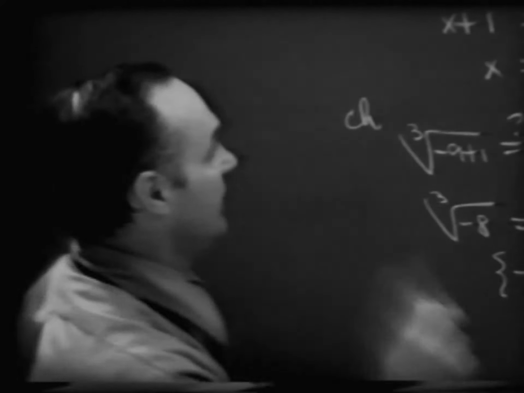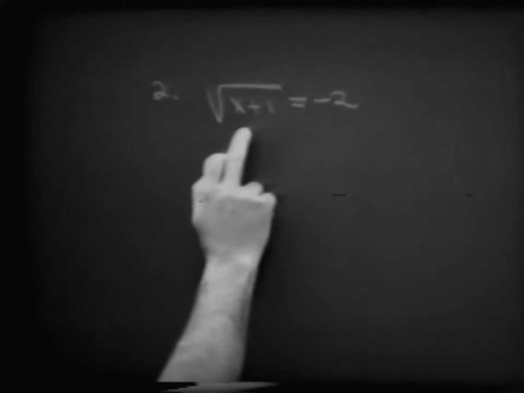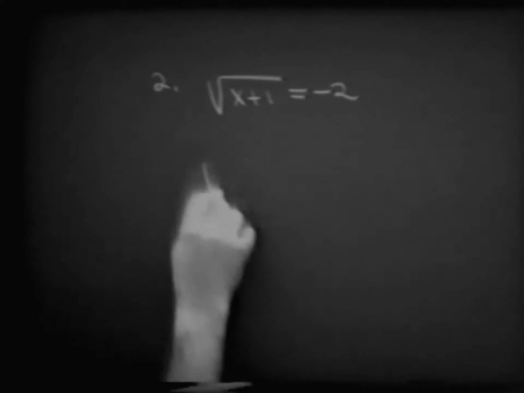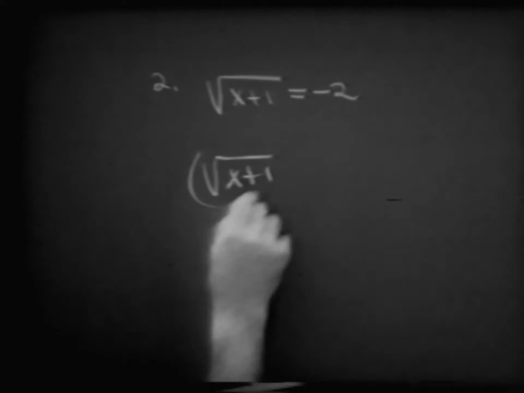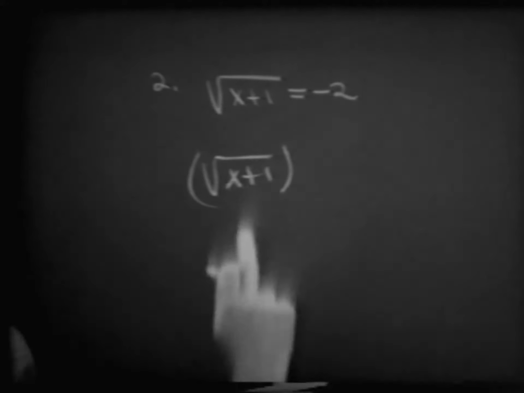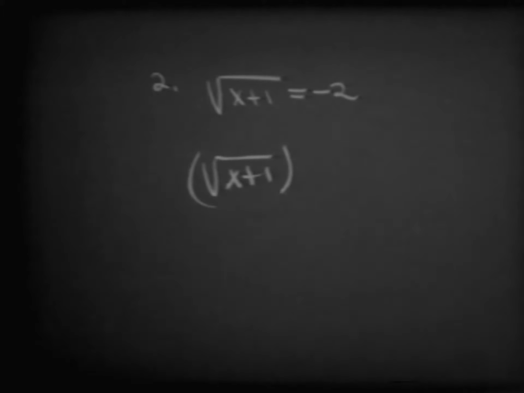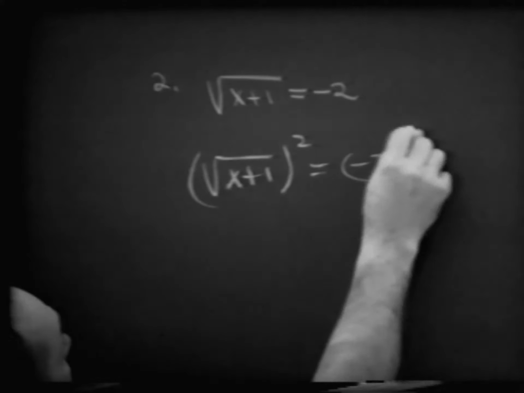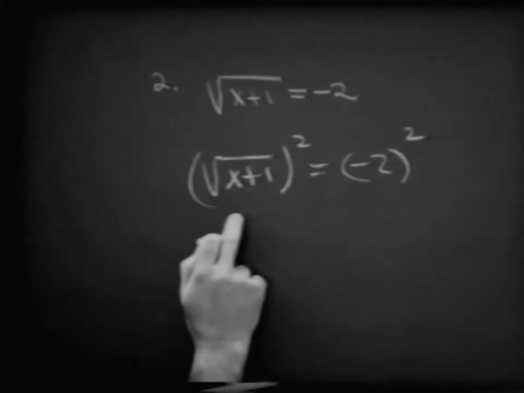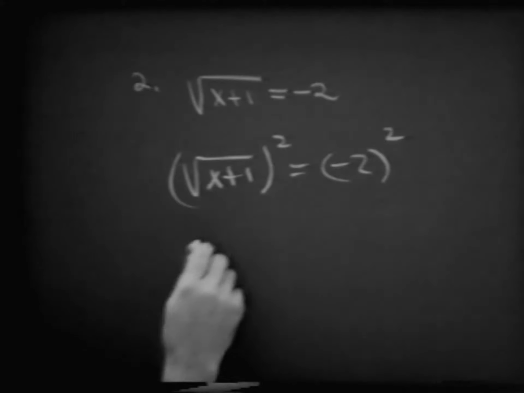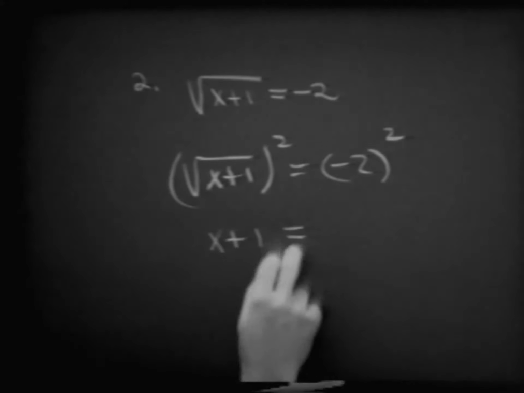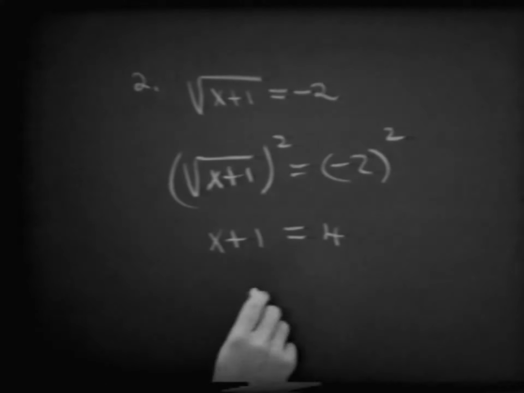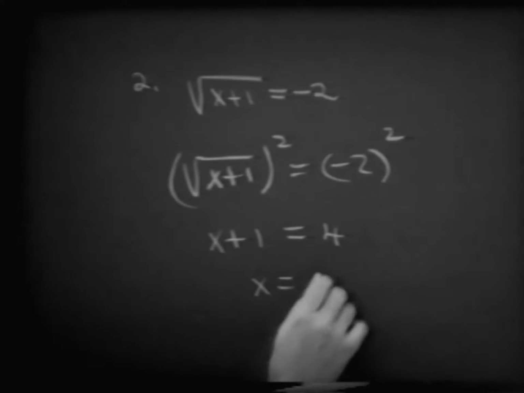Well, let's look at a second example, and here we have the square root of x plus 1 is equal to negative 2. You follow through in exactly the same procedure, and you say to yourself, what would I like to do to both sides of this original statement? We would like to square. So here we have this number squared, and on the right-hand side, negative 2 is the quantity squared, and of course, another name for this number on the left is x plus 1, which is equal to negative 2 squared, which is positive 4. Therefore x is equal to 3.